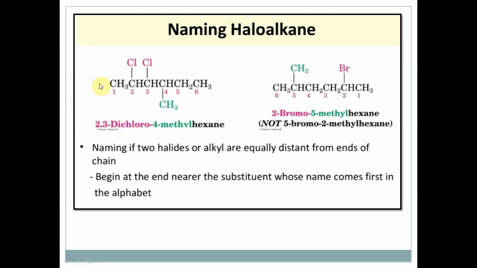Again, for dihalogen compounds we use the word di or tri: 2,3-dichloro-4-methylhexane.